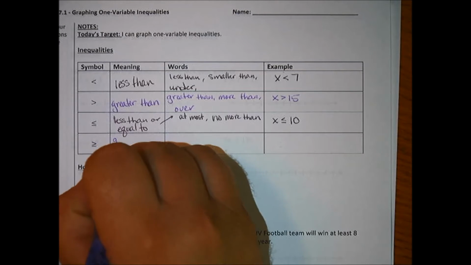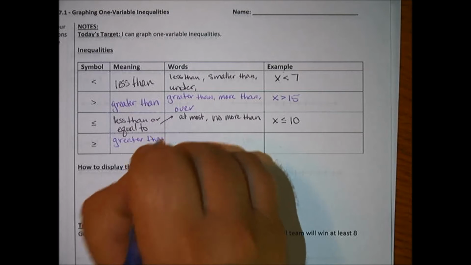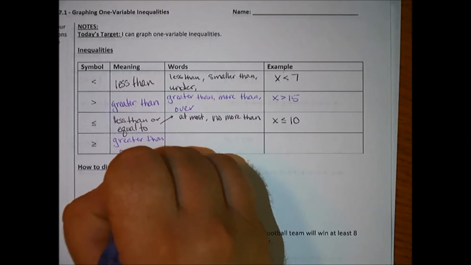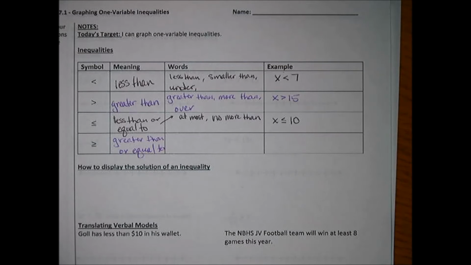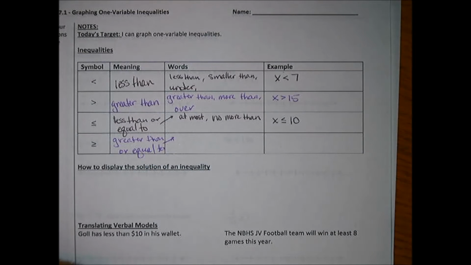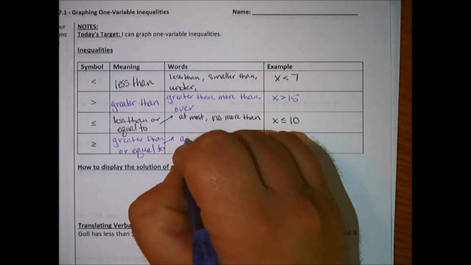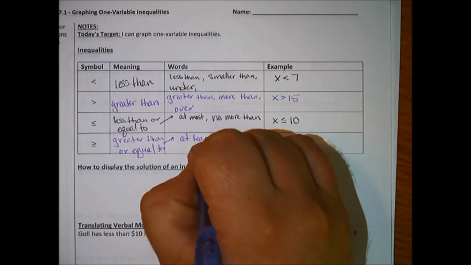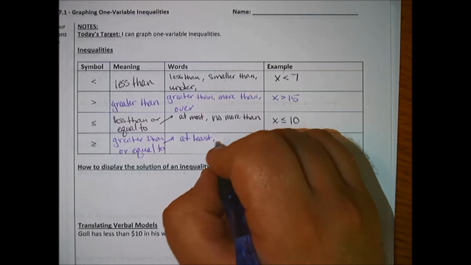The last one, you probably figured it out, is greater than or equal to. I don't want to rewrite it, but the most common way to say that is just to say greater than or equal to. And to go along with the other ones, we have at least, and no less than.